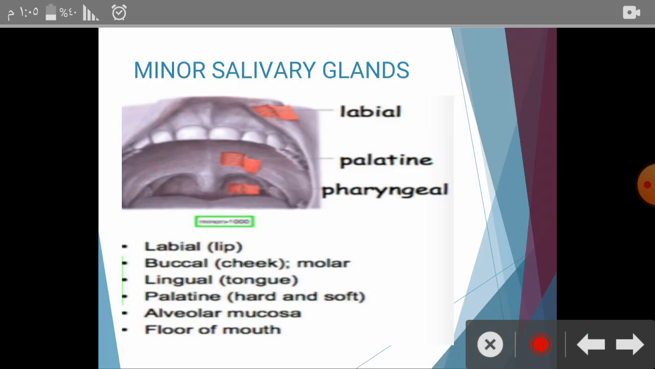The minor salivary glands are distributed in different parts of the mouth: the labial, the buccal, the lingual, the palatal, the alveolar mucosa, and the floor of the mouth.